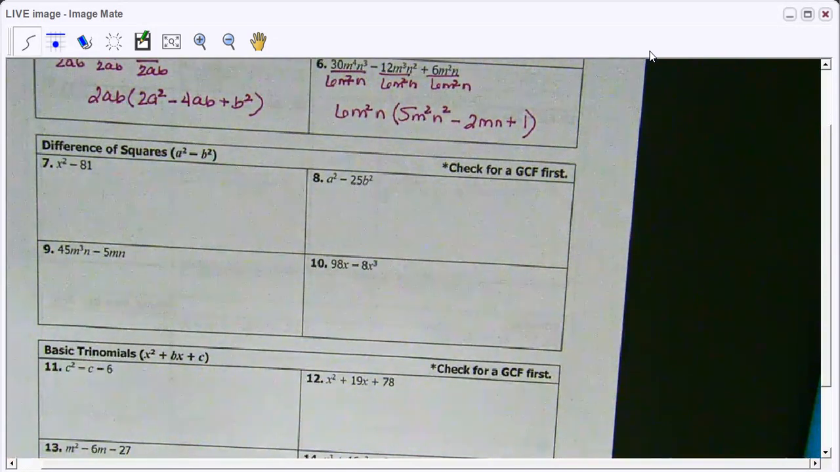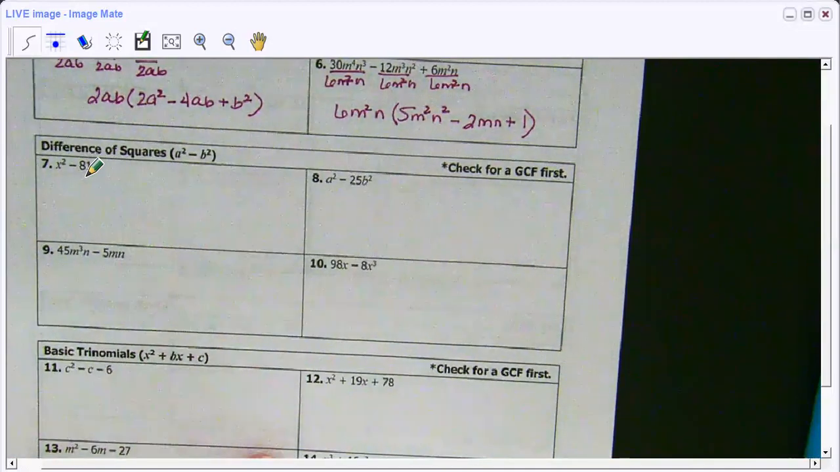So if this is a perfect square and this is a perfect square, then you know it's the difference of 2 squares. But then you look at 9 and 10. 9 and 10, you're going to have to factor out the greatest common factor first, and then find the difference of 2 squares.